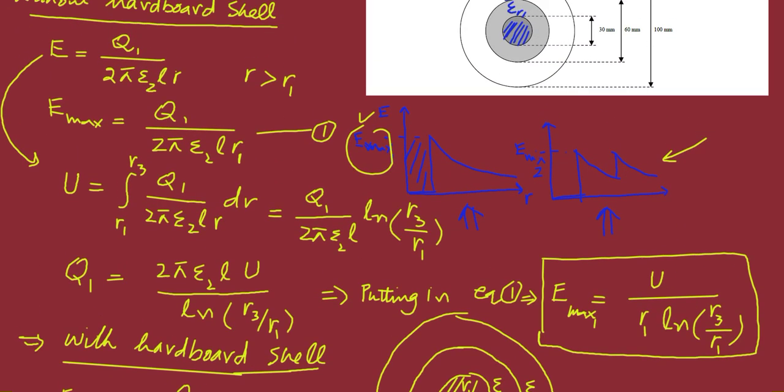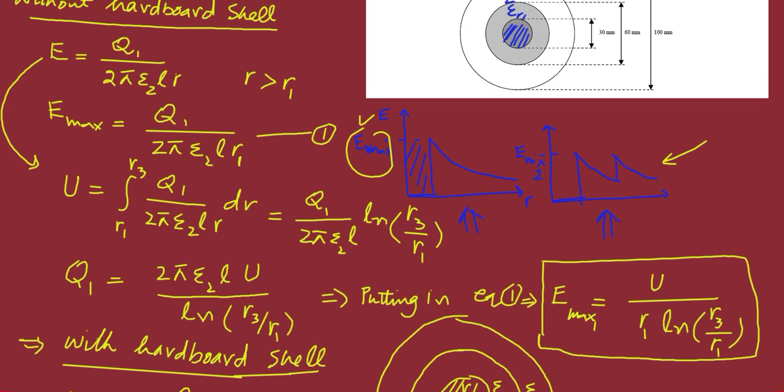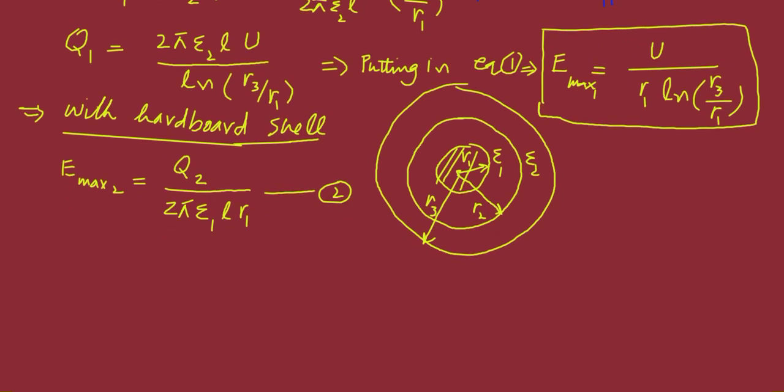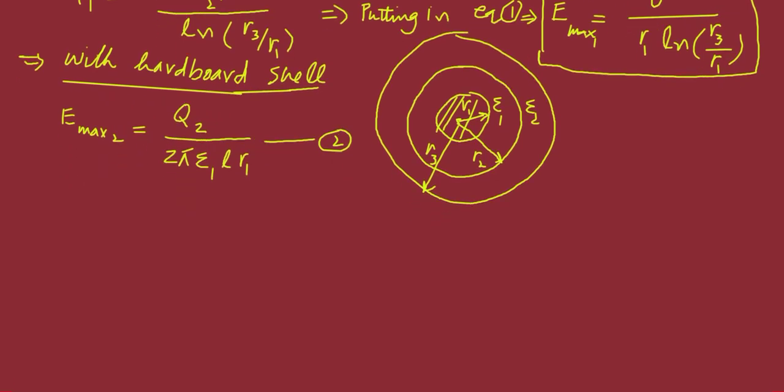In the previous case where we did not have any cardboard shell, so we had whole oil surrounding the conductor. There we had permittivity of oil, so we used epsilon 2. Here we have to use epsilon 1. Okay, and L, and again the radius of the conductor is R1. Now this is my equation 2, so we need to find Q2 in order to solve for the percentage difference between Emax1 and Emax2.